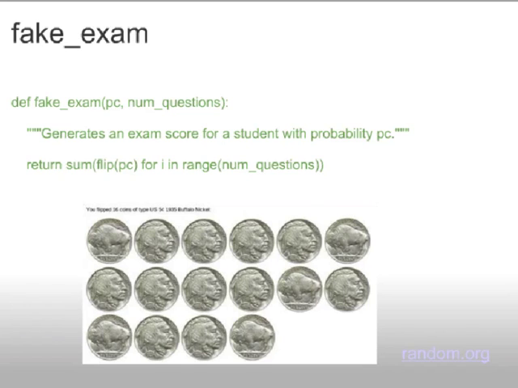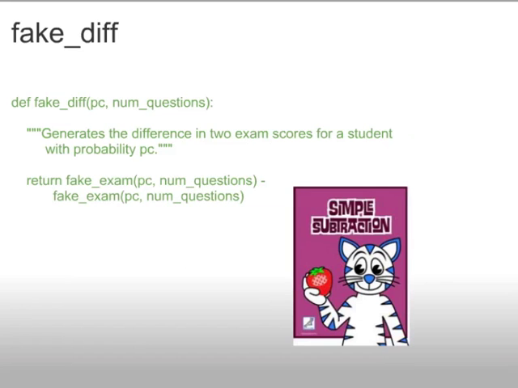Okay, now that I've got fake exam, I'm going to write another function called fake difference, or fake diff. It takes the same parameters. It takes the PC for a student and the number of questions on the exam, and it generates two fake exams, one for the pre and one for the post, subtracts the exam scores and generates a difference, so that's the capital D.